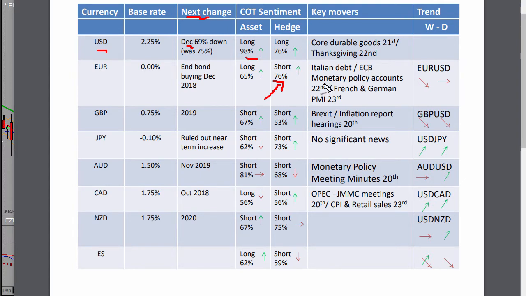The monetary policy accounts are out Thursday, rather. And then we've got the French and German PMI data out on Friday there. So these are the factors that could swing the markets a little bit more. At the moment, the euro's actually at a switch point here on the weekly trend, on the daily trend. It's broken the bearish trend downwards, but not really put a convincing higher low or anything in there.